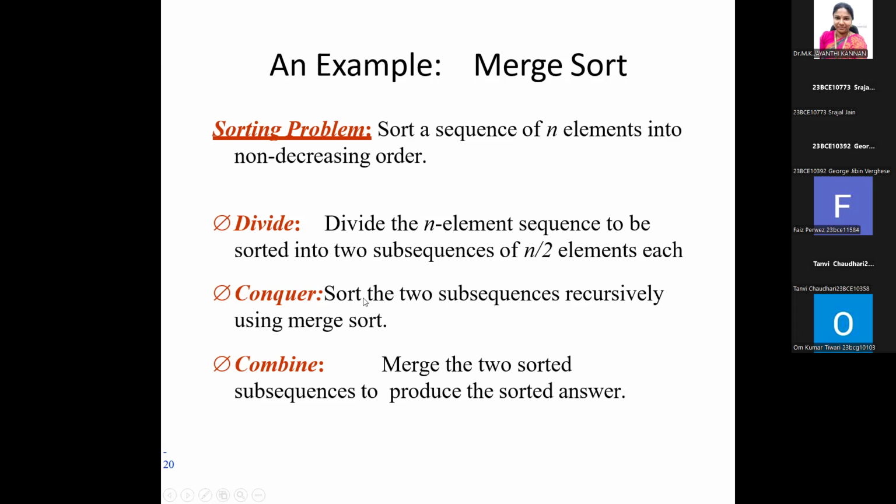In the conquer stage, sort the two subsequences recursively using merge sort. So first we divide n elements into n by 2 elements, then sort the n by 2 element subsequences, then merge the subsequences together to get the final solution. In combine, merge the two sorted subsequences to produce the sorted answer.